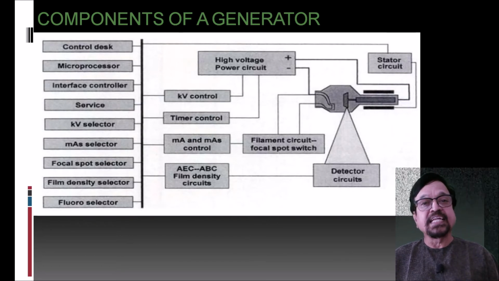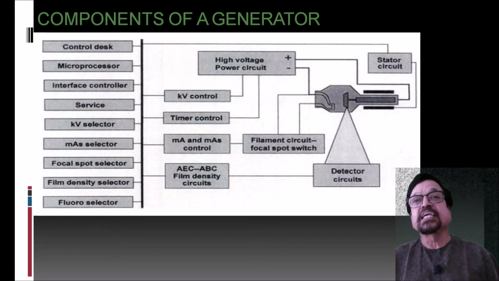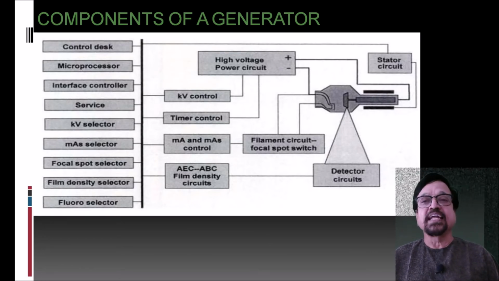That we will know in detail when we study the tube, which is a different lecture altogether, in which we have covered what is a small focus and what is a large focus, but here it has come as a circuit diagram. Then film density selector and fluoro selector. These are the components of a generator. You can see it in a diagram also.